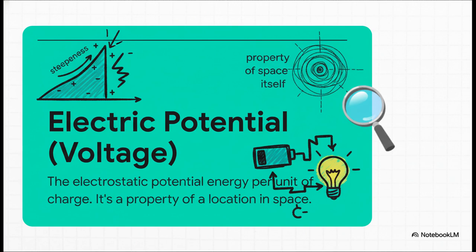Electric potential, or voltage, is just the potential energy per chunk of charge. It's a property of the space itself. It tells you how much energy a charge would have if you placed it at that spot. It's a map of the energy landscape.